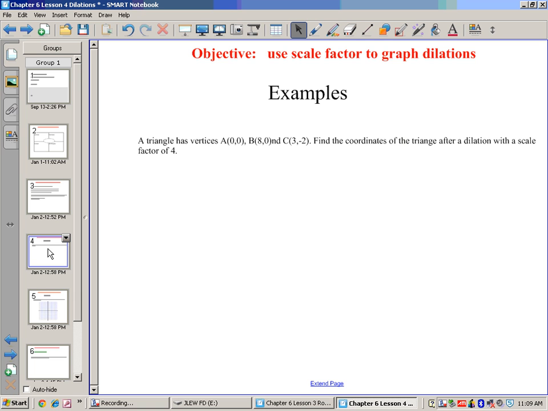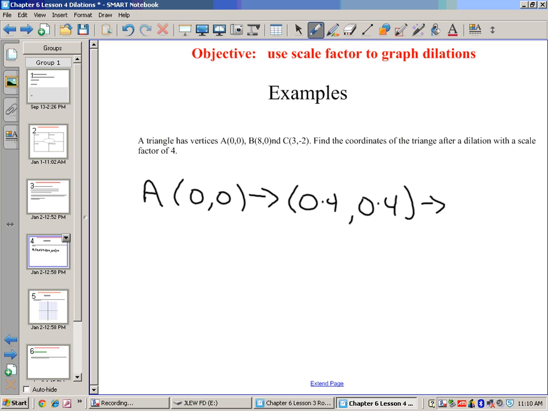A triangle has vertices of (0, 0), (8, 0), and (3, -2). Find the coordinates of the triangle after dilation with a scale factor of 4. All we're going to do is, for A, the coordinates are (0, 0). We're going to multiply each one times 4, and that's going to get us our new coordinates. 0 times 4 is 0, (0, 0). A remains the same. It's going to be A prime.